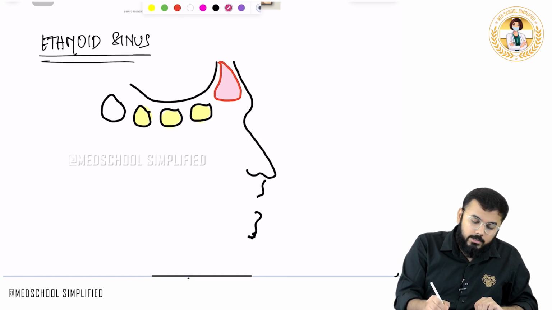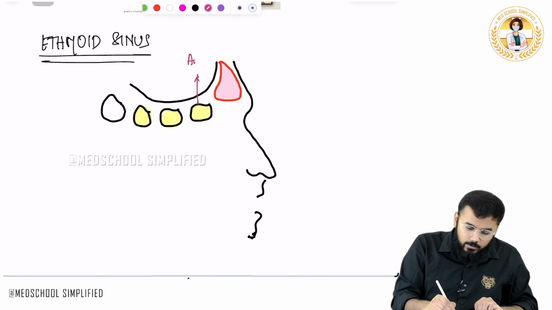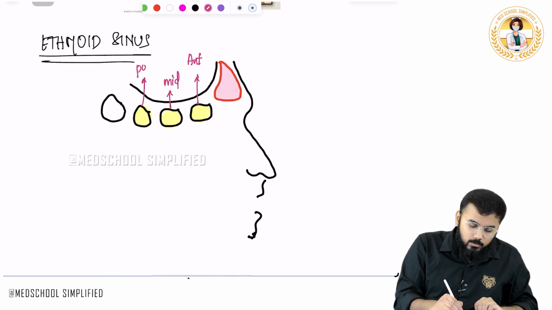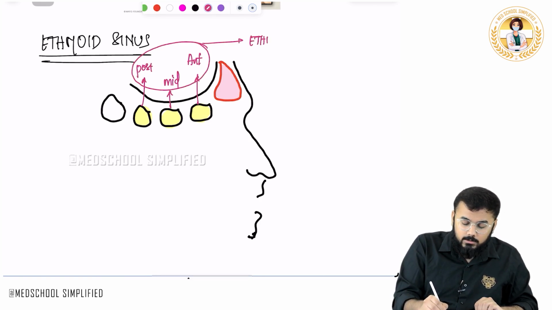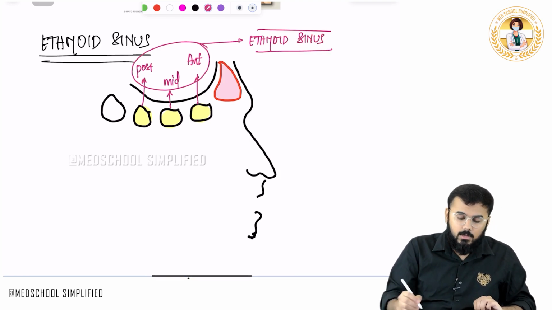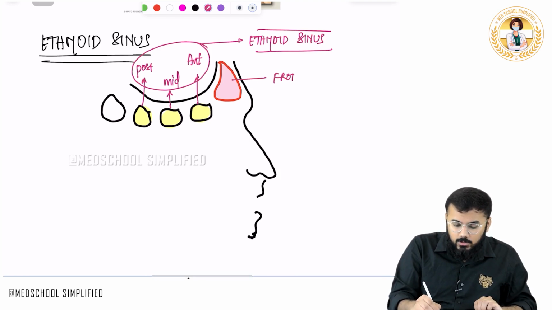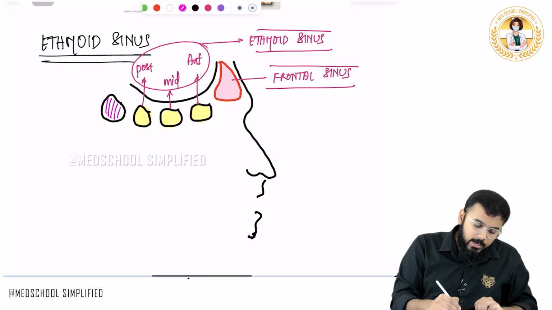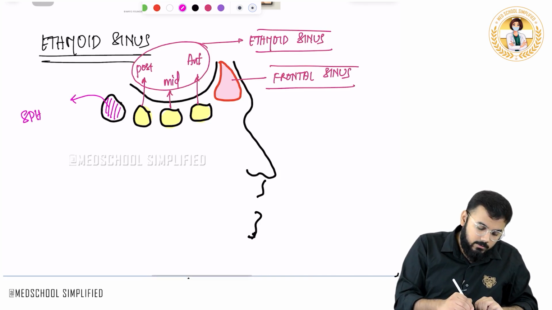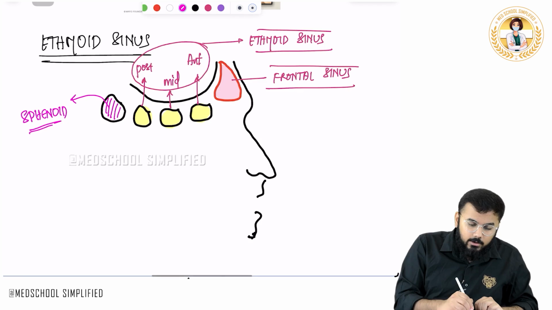What are these three ethmoids? This ethmoid over here is your anterior ethmoid, this is your middle ethmoid, and this one is your posterior ethmoid. So all these three important things are your ethmoid sinus. And what is this one over here? This is your frontal sinus. And what is this particular sinus at the end? Again I am telling you, this is your sphenoid sinus.